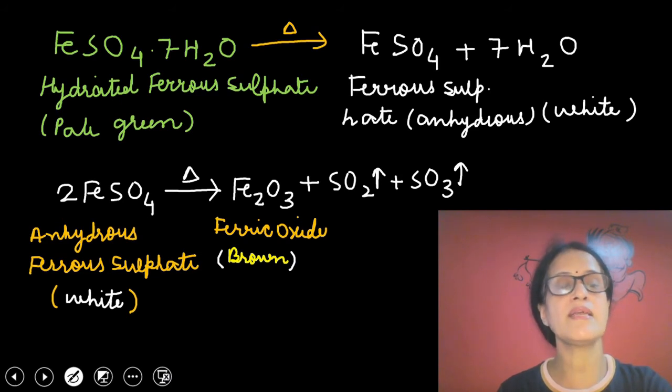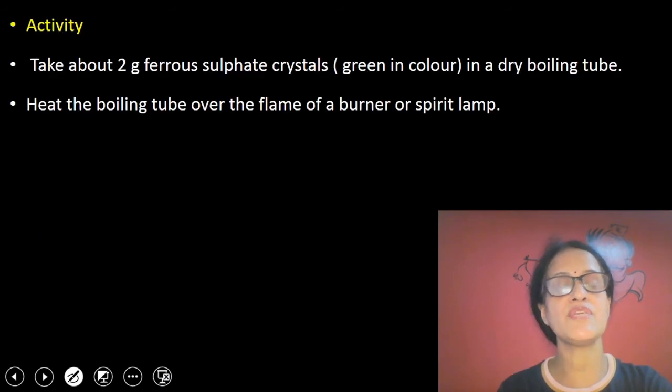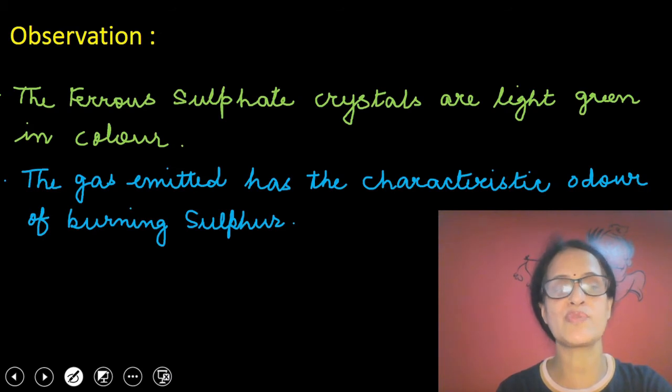This white colored anhydrous ferrous sulfate on further heating changes to a brown colored solid whose name is ferric oxide, along with the evolution of gases with the smell of burning sulfur. The evolved gases are SO2 and SO3. The activity which I have discussed with you is written here along with the observations.